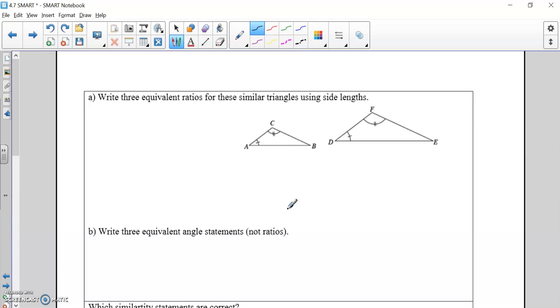All right, so here we have some triangles, and we want to write some equivalent ratios for the side lengths. Okay, these are similar triangles, so we have ratios existing for every pair of matching sides. So we can start here. We know that AB and DE match. We know that AC and DF match. And we know that BC and EF match.